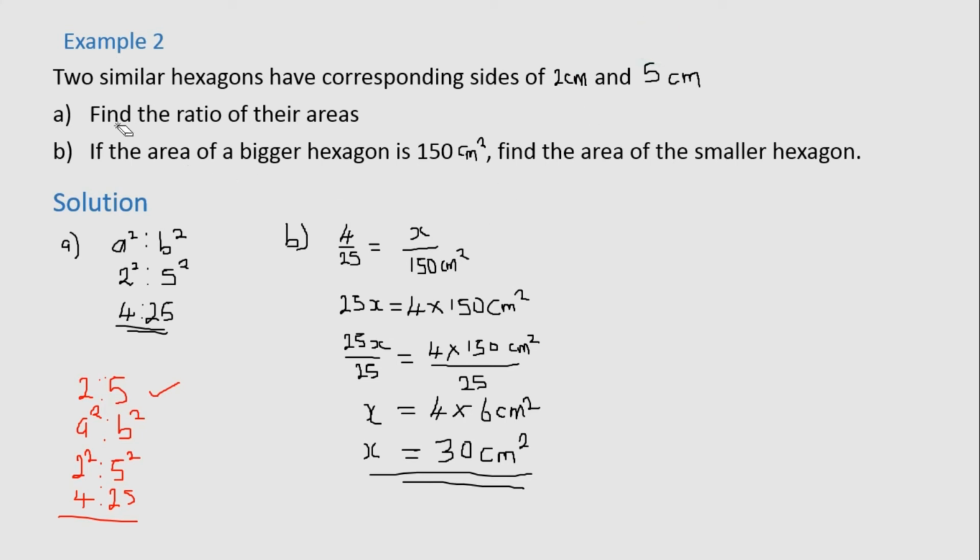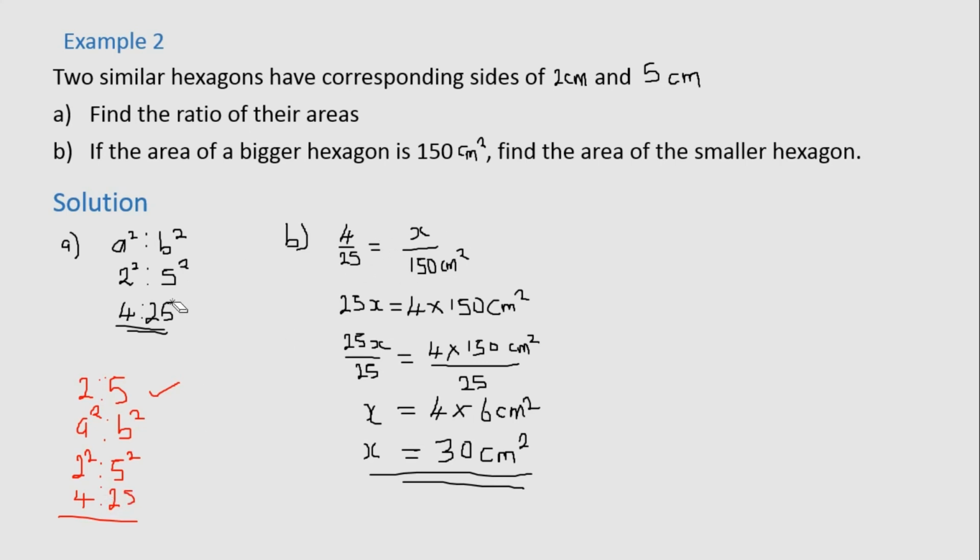So now, this is how you answer the first question. Find the ratio of their areas. You just need to square the a to b, which is a squared and b squared. It means that you've answered question a. Now, how do you answer question b? Remember, this question b is just the same as the previous example, example number 1, where you just have to use cross multiplication. So after you find the ratio of their areas, then you can just simply cross multiply.